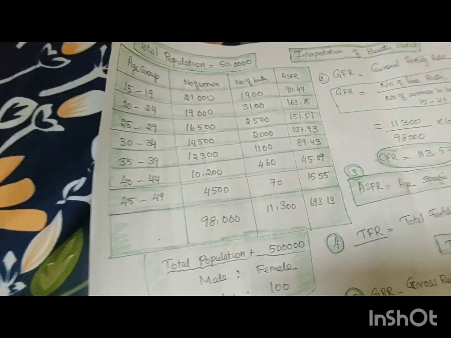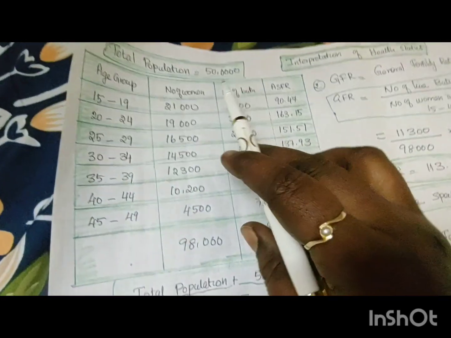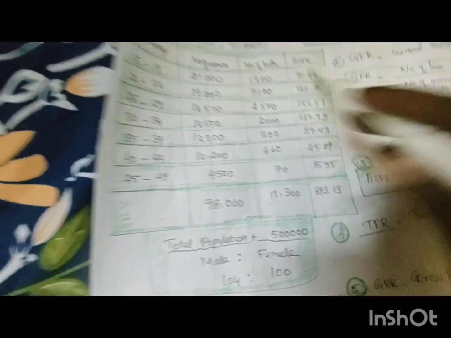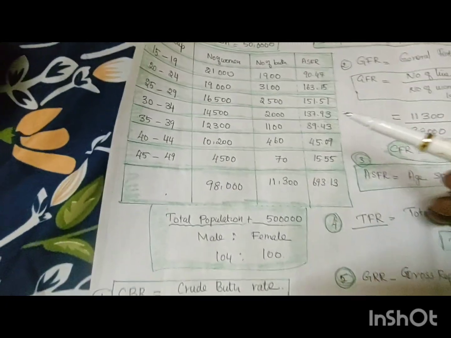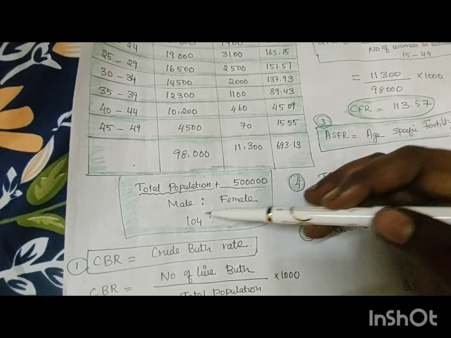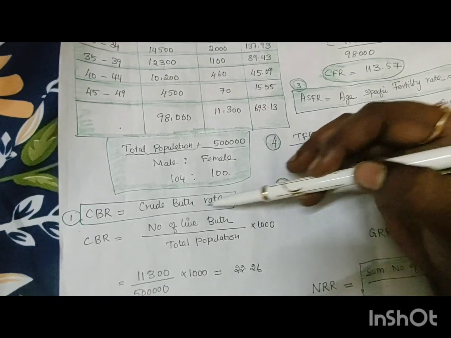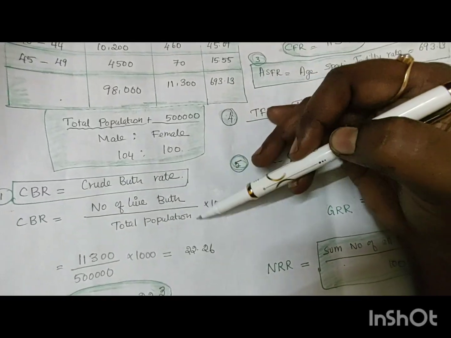Same thing. Here also I have given the Bardhaman population, like 5 lakhs. This is about this. We have found out the total population. This is male and female. What is crude birth rate? Number of live births over total population.